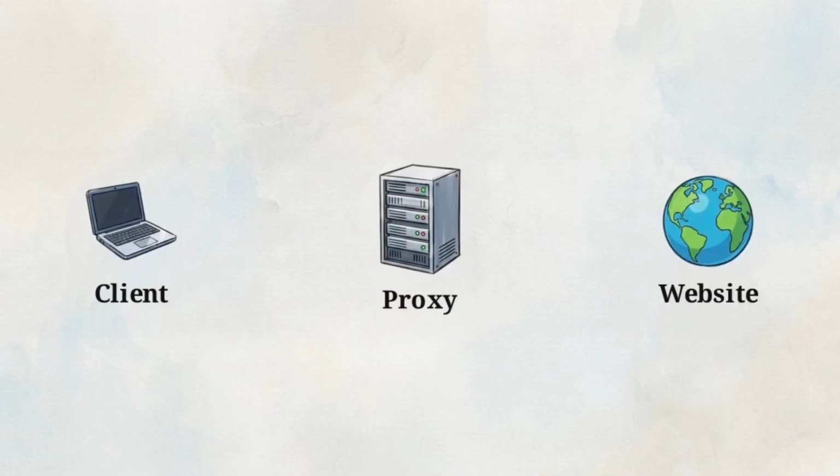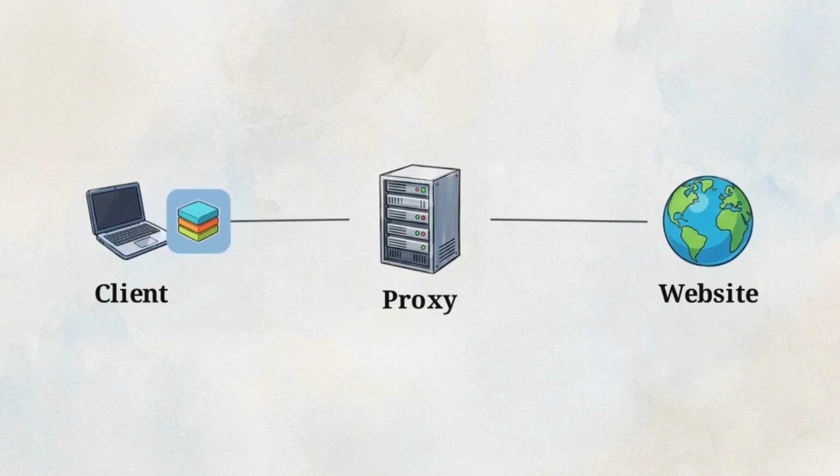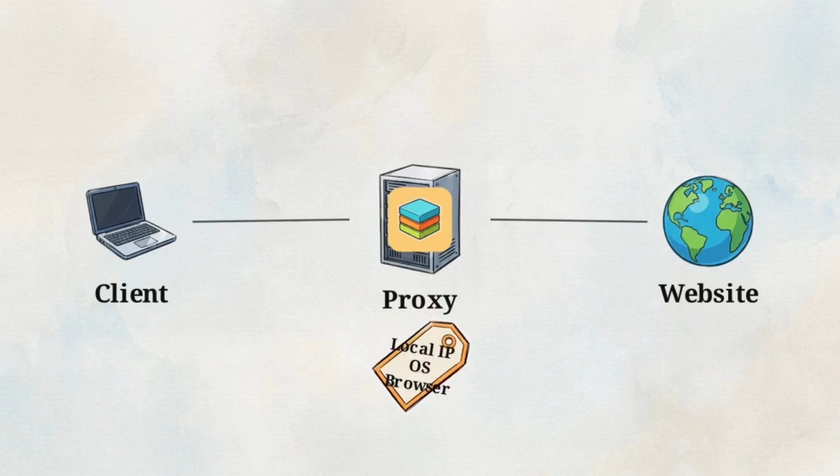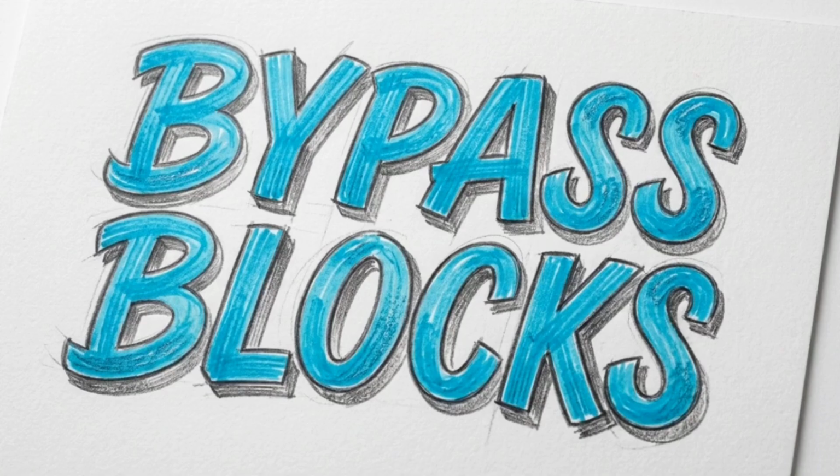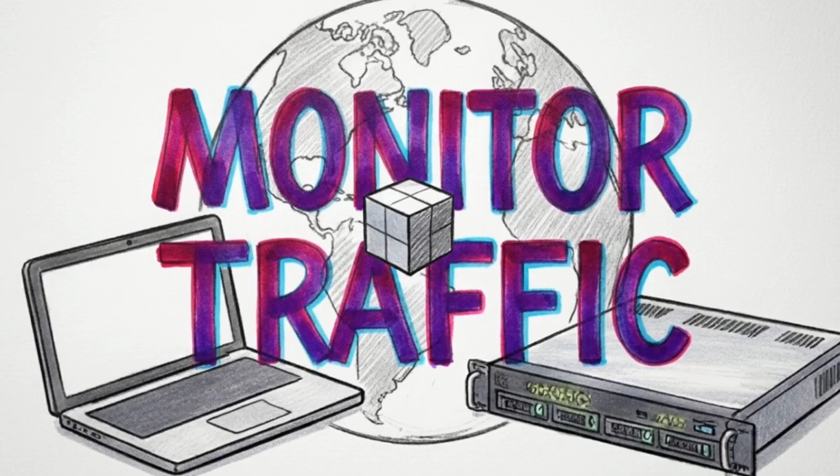A proxy server acts as a middleman. Instead of your laptop reaching out directly, it sends the request to the proxy, which talks to the internet for you. Because the proxy stands in between, your personal IP address, operating system, and browser details stay hidden. Controlling this handoff gives you anonymity, lets you bypass geographic content blocks, and lets you monitor web traffic.